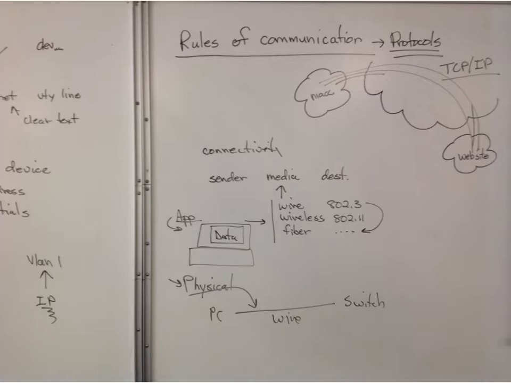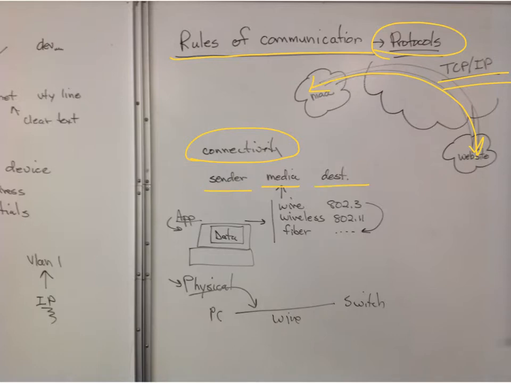Finish up here. We just got started on rules of communications. We're talking about protocols, the internet, transmission, TCP/IP. The internet allows communications between some location and a website. Connectivity, how we connect: we have a sender, what we send across, and the destination. We send across wire, wireless, or fiber, and we have protocols for those.